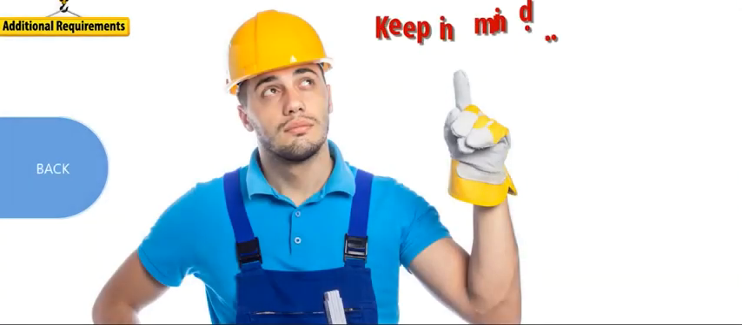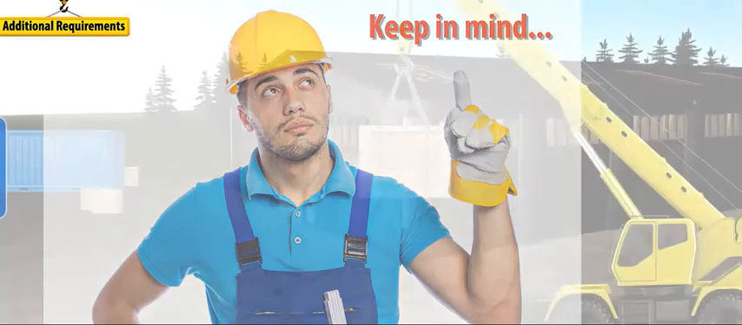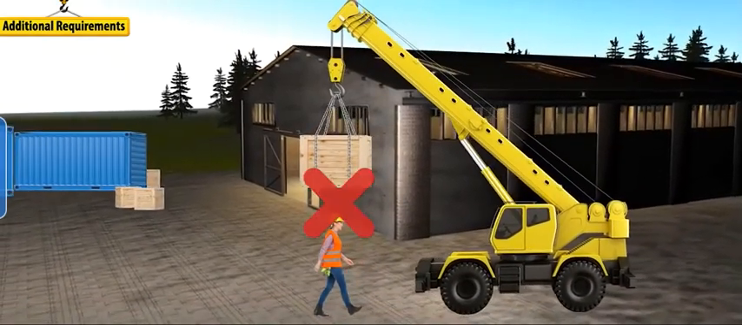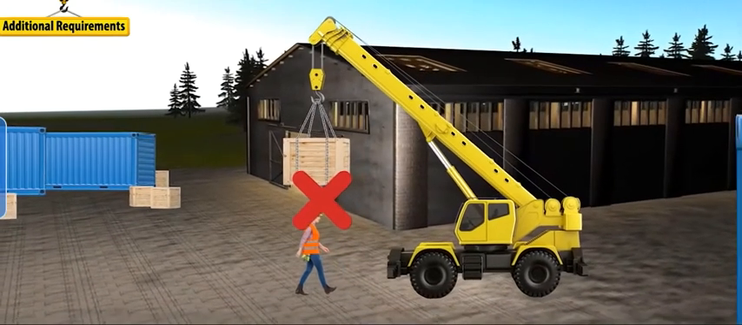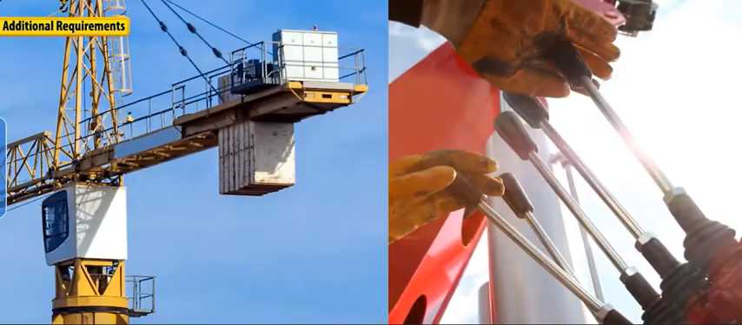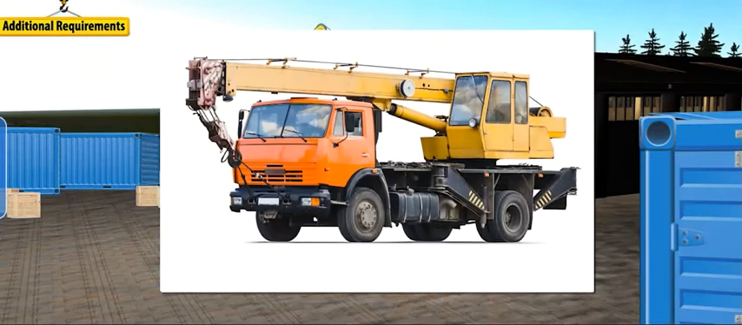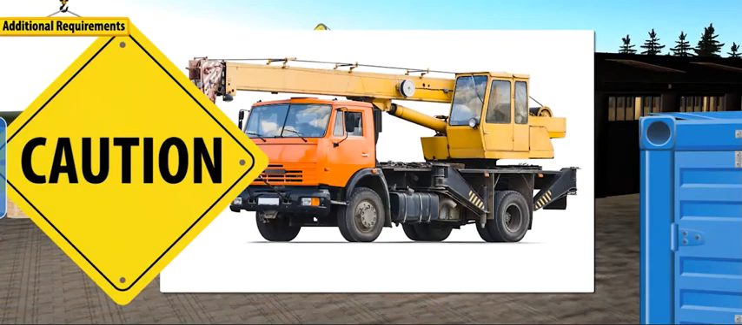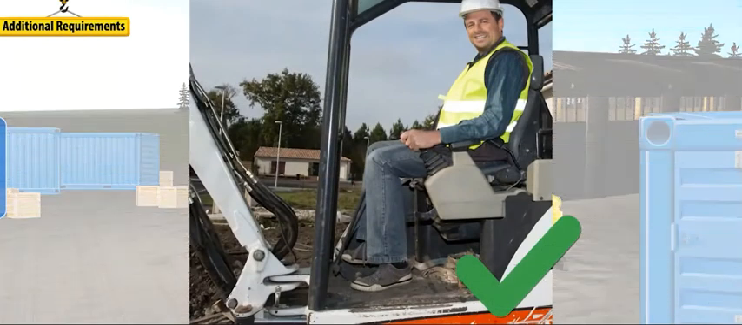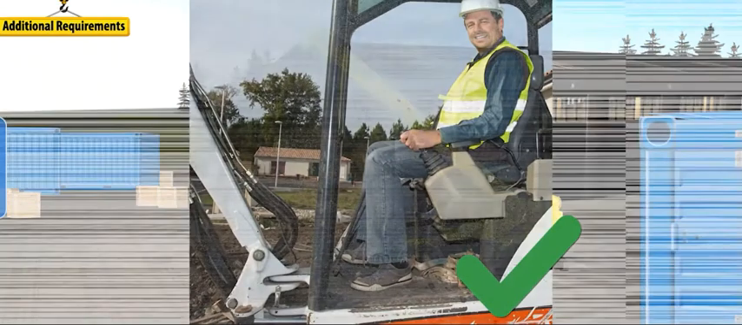There are a few other things to keep in mind when working with or around cranes. Never cross a crane's path or walk under its load. Don't operate cranes or hoists without the manufacturer's recommended amount of ballast or counterweight. Truck cranes can be operated without a counterweight, but use caution and only do this with light loads.